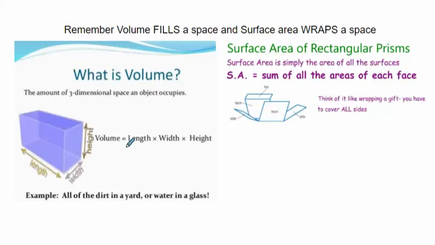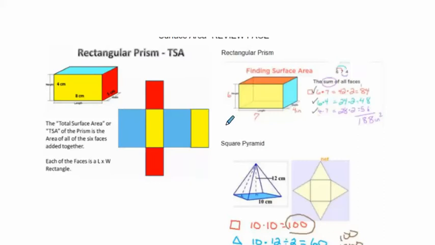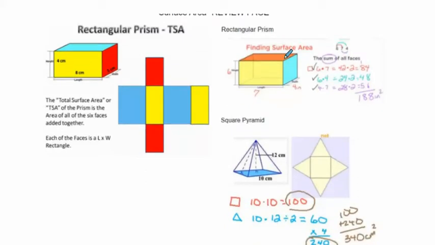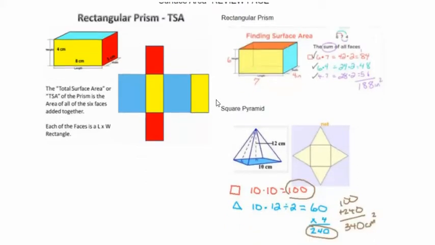So we've looked at volume, and that's how we do it. We just go length times width times height. Surface area, remember, is the sum of all of the area of the faces. This is the one that takes a little bit of time. So here is an example of how to find the surface area. We've been doing that, but if you need that example, go back and look at it.